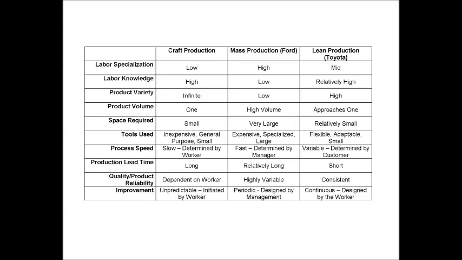So now let's take a look at some of the characteristics of Ford's mass production system. First, labor specialization. Now, of course, Henry Ford used very high labor specialization. Remember, he would hire a worker perhaps to just tighten up one particular bolt on a car or do one specific job. And so the labor was highly specialized. Workers would only do a very, very small part of the overall production of an automobile.